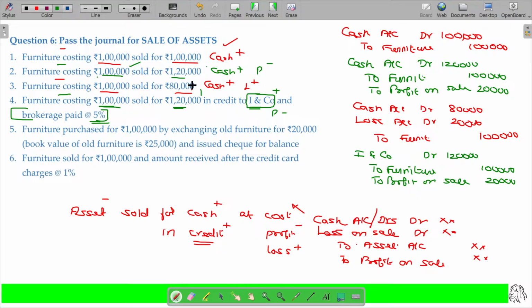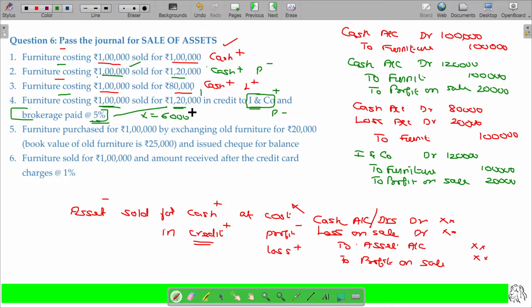Now, brokerage. 5% on sale value of 1 lakh 20,000, at the rate of 5% the broker demands brokerage. This value is 6,000. We have to pay that. Brokerage is an expense, a loss like item. Brokerage and all these things, you are enjoying some benefit. So brokerage should be added, and for that payment is made. So the entry being brokerage.